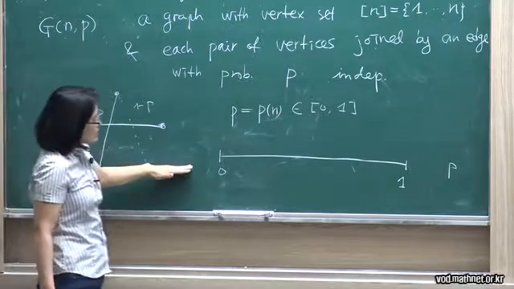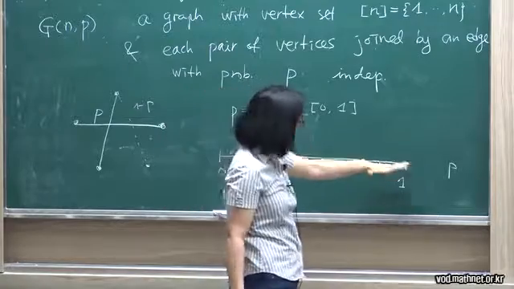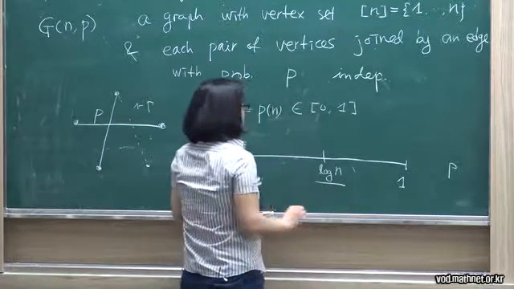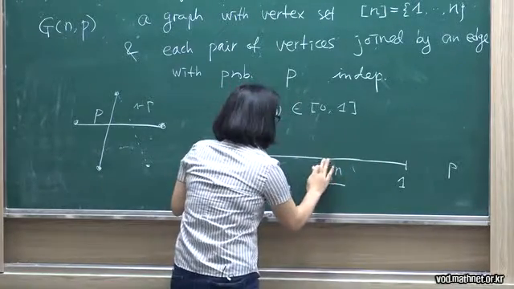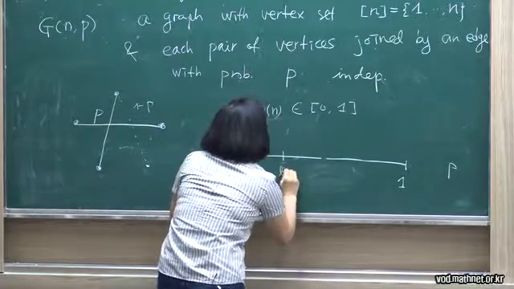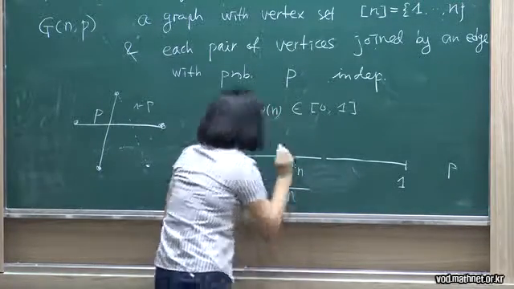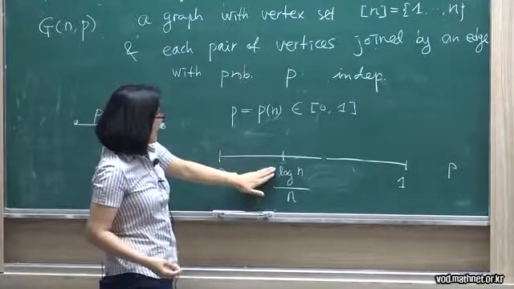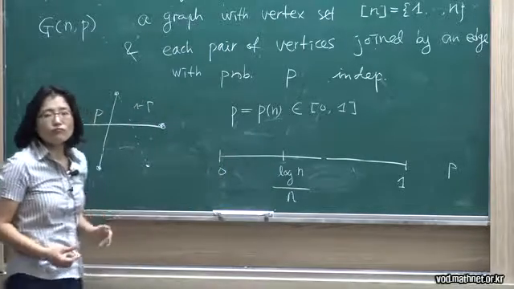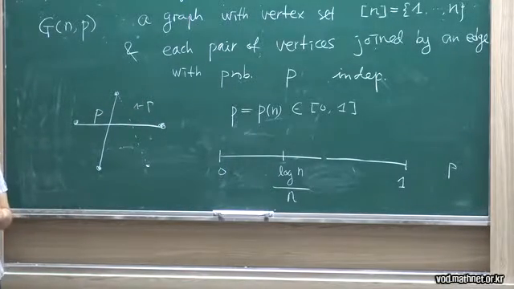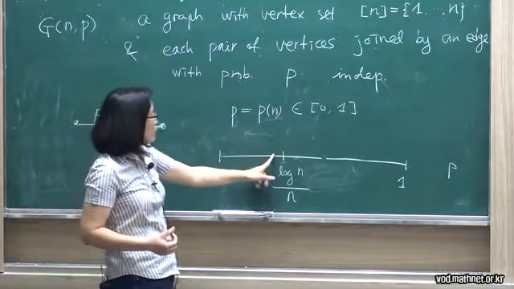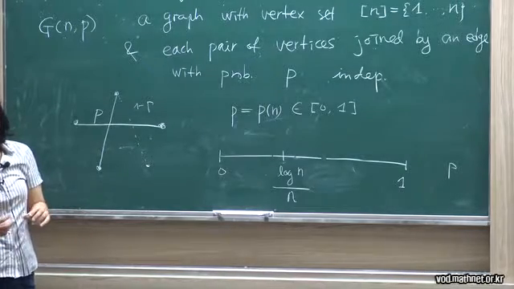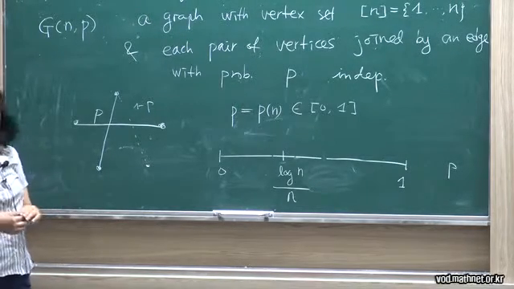What happens is that if p is about log n over n, it's pretty small. Then something happens in view of connectivity. What do I mean by that? If the probability p is slightly smaller than log n over n, then the graph is almost never connected. On the other hand, if the probability p is a bit larger than log n over n, the graph is almost always connected.